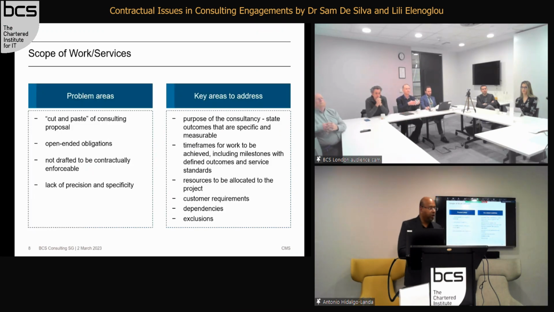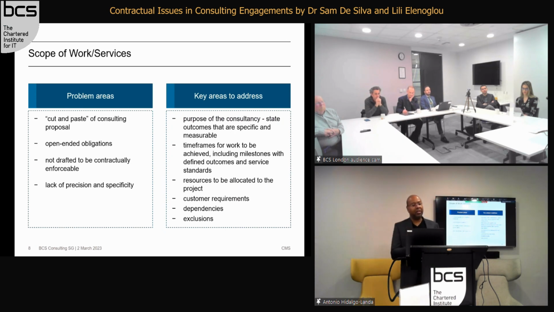So in terms of scope of work and services, this is really what you're actually providing to the client. The problem area is basically cut and paste of the consulting proposal. I mentioned the consulting proposal, this is basically your sales bid, it's all in sales speak. We'll do everything, we're the best, blah, blah, blah. I'm sure. I've often seen, and where problems happen, the consultants actually cut and paste that and put that as a schedule to the legal document. That becomes contractually binding. So that is a problem.